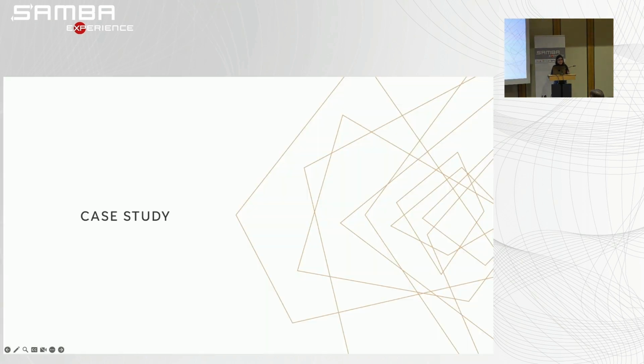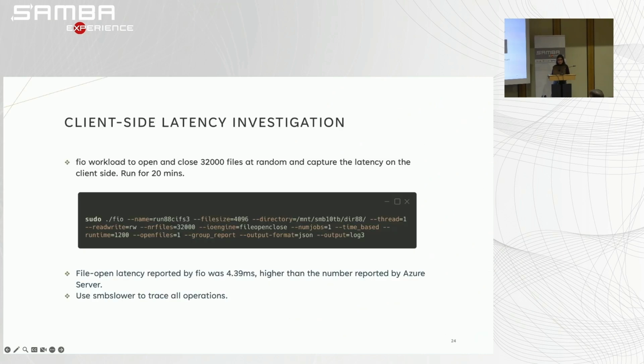Case study, a practical example of how these scripts can be helpful. There was some client-side latency investigation that I had to perform for my team. There's this FIO workload, which was opening and closing 32,000 files at random. This IO engine file open close is a custom IO engine. It just finds the latency of open and close. It doesn't do anything else. So it captures the latency on the client side, and this runs for 20 minutes.